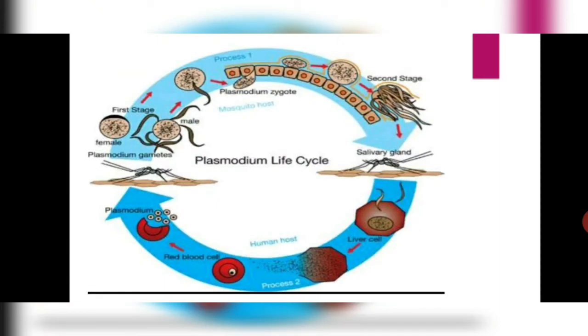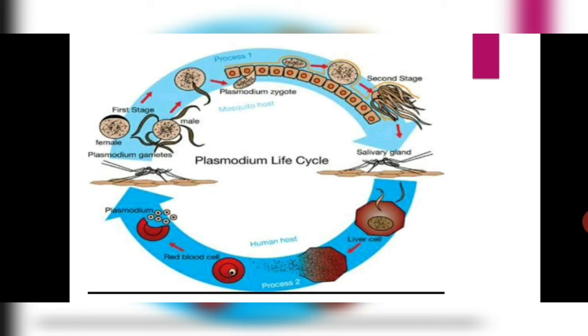Let us do the life cycle in detail. As you can see, the Plasmodium sporozoite enters the human being, as the sporozoite is the infective stage. The sporozoite enters the liver cell. When the liver cell is full of Plasmodium, it bursts, which leads to infection in the RBCs.